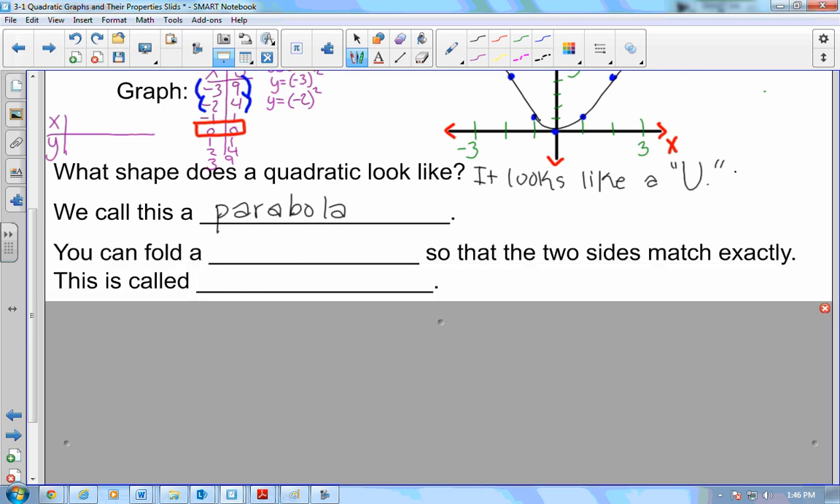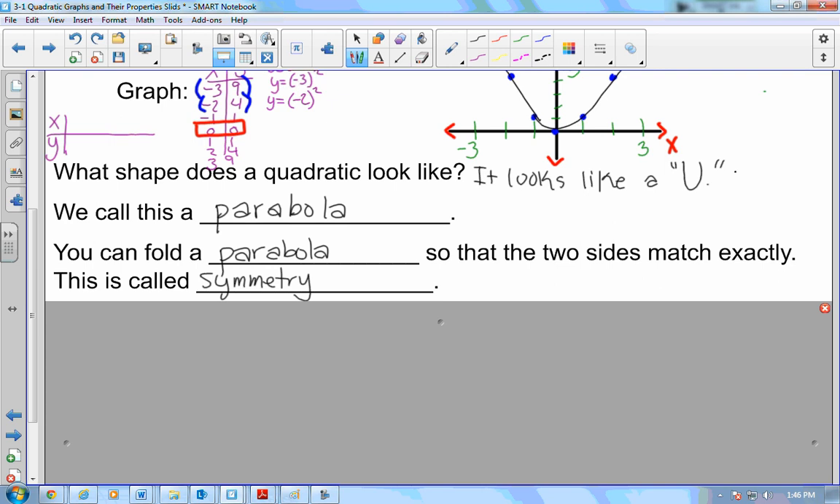As you guys have already noticed, with the repeat in the heights of those points, you can fold a parabola so that two sides match up exactly. What happens when we can fold something in half and it matches itself? We have symmetry. Good. You can fold a parabola so that the two sides match exactly, and this is called symmetry.